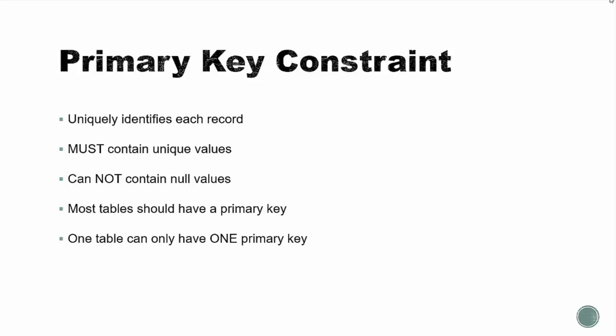All right, so when we create our tables, we can define a primary key constraint. So this will uniquely identify each record. Okay, primary keys must contain unique values and they cannot contain null values. Most tables should have a primary key, although they're not required, especially if you have some kind of junction table or relationship table. They're not required. And then one table can only have one primary key. All right, you can have multiple foreign keys, which we'll get to later on, but only one primary.